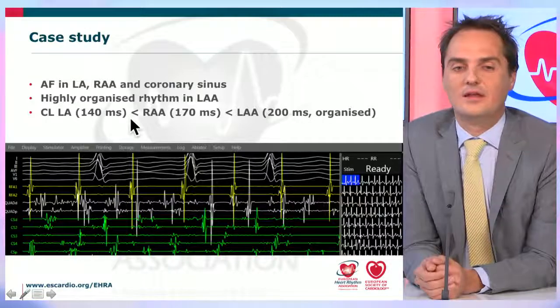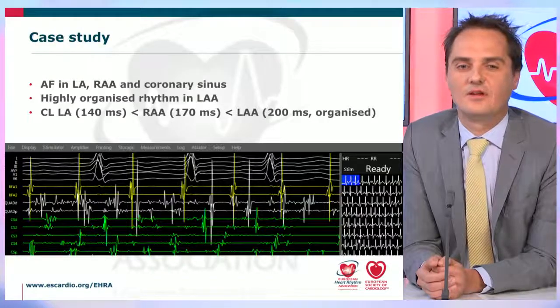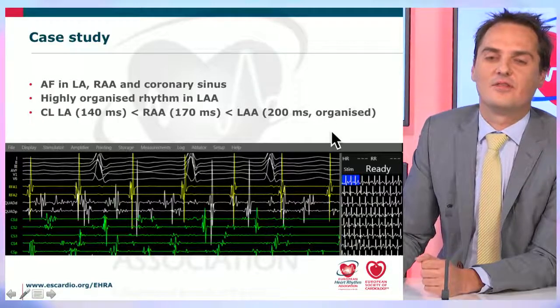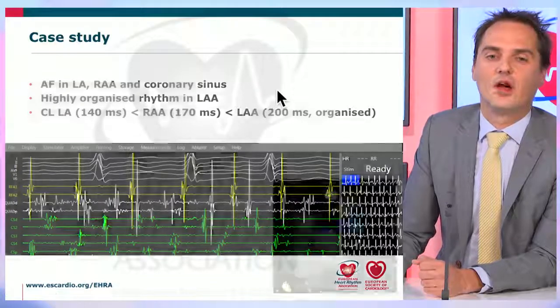We find strikingly different cycle lengths as well. We find a cycle length of 140 milliseconds in the left atrium versus a cycle length of 200 milliseconds in this left atrial appendage. And again, look at how organized this rhythm is versus the chaotic fibrillation on the other electrograms.